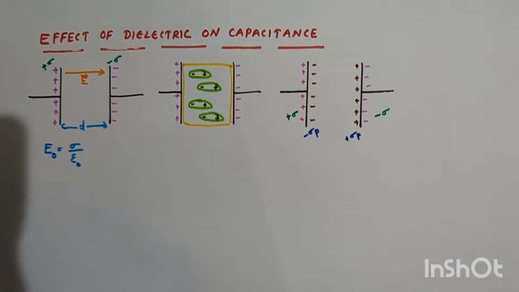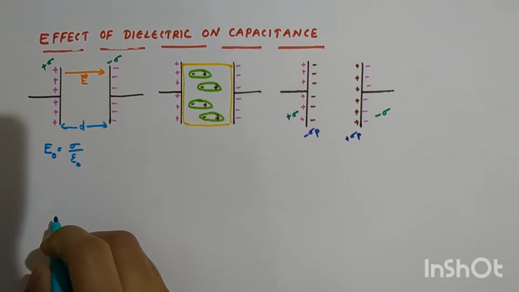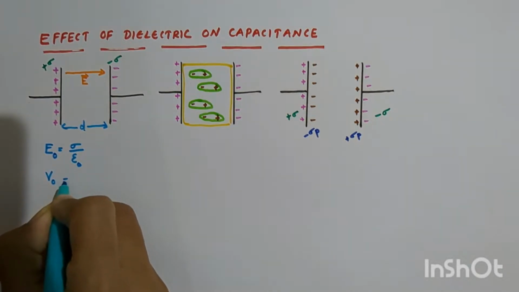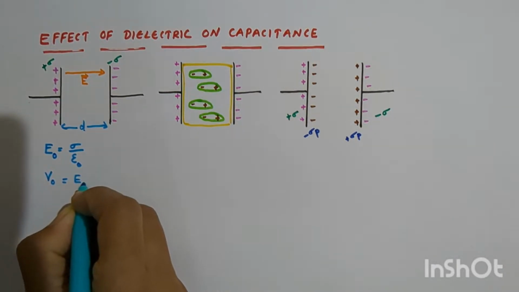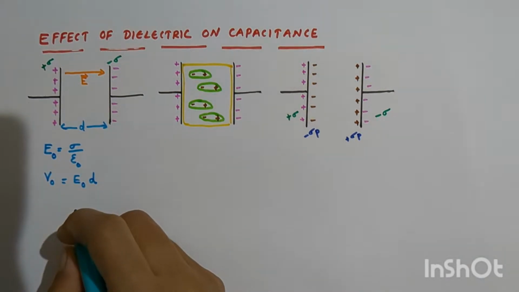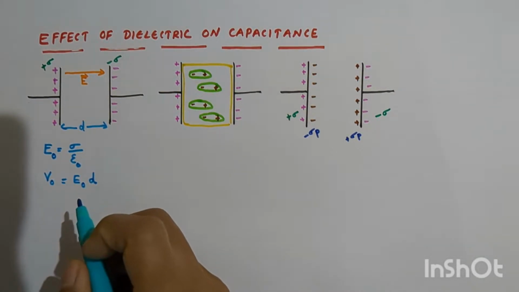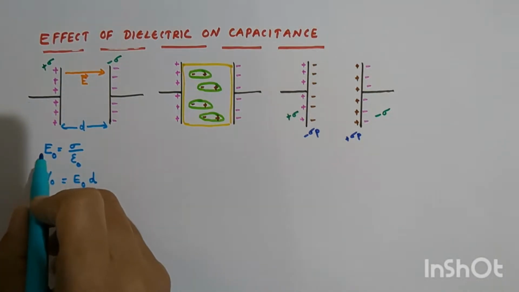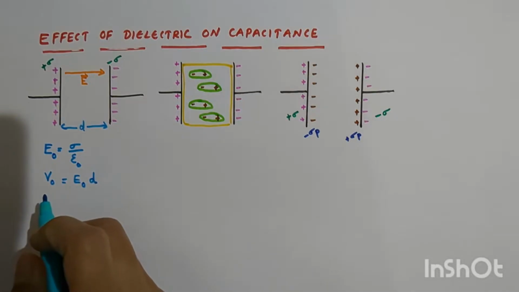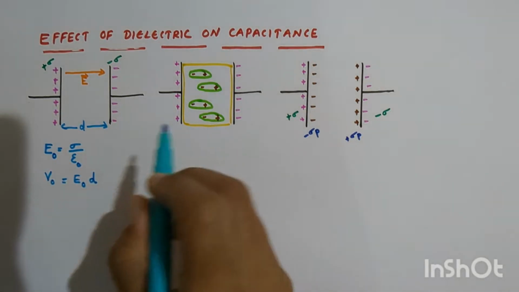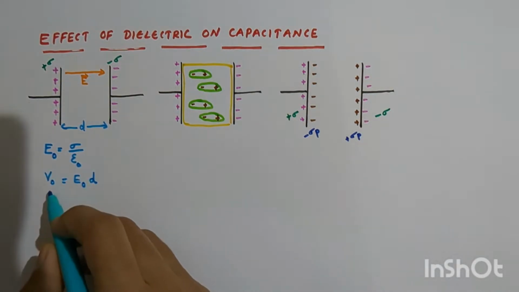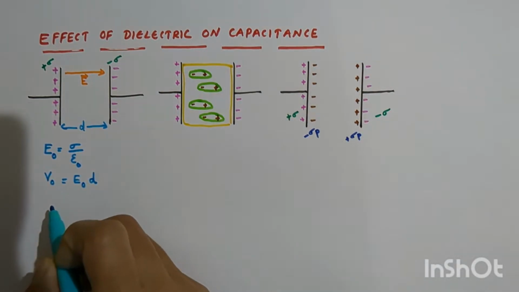Now we have the potential difference between the two plates of the capacitor. I am taking it as V0, that is equal to the electric field times the distance between the two plates of the capacitor. When we discussed the parallel plate capacitor, we just represented the electric field with E, potential difference with V, capacitance with C. Here we have to compare the two situations. So that is why I am taking these as E0, V0, etc.